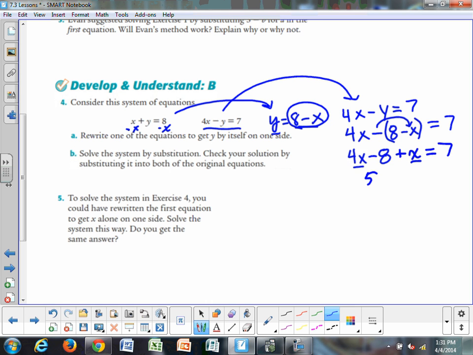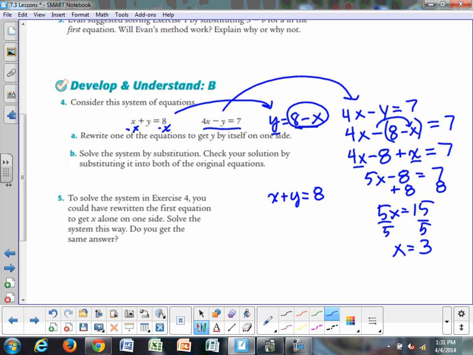4x plus x is 5x minus 8 equals 7. Adding 8 to both sides gives me 5x equal to 15. Dividing both sides by 5 gives me x is equal to 3. All right, now that I know what x is, I know that x plus y has to equal 8. And I know that x is 3. So 3 plus something has to equal 8. And of course, that something would be 5. So I think x is 3 and y is 5.